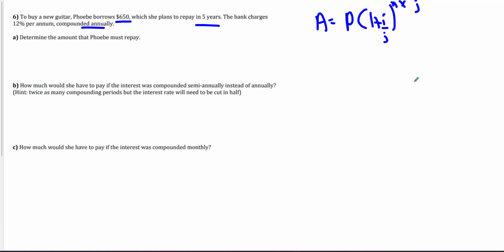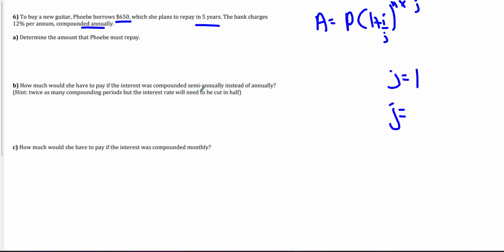So this is the real formula. A is equal to P times (1 plus I over J) to the power of N times J. And J is your compounding amount. So what does that mean? So J, if it's compounded annually, how many times does annually occur in a year? Once. So J is 1 in that case.